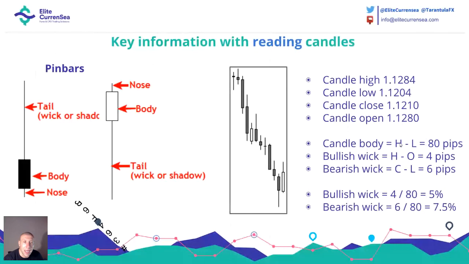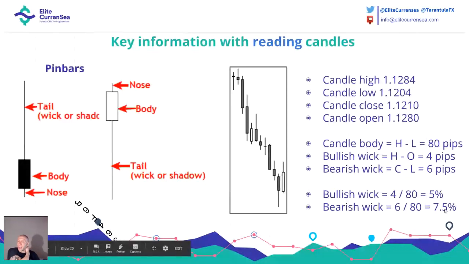Candle body is high minus low. Okay, just use these numbers. Bullish wick is high minus open. Bearish wick is close minus low. Bullish wick is 4, divided by 80. Bearish wick is, so these are percentages. You don't need to know that, but this is how you can calculate the percentages on candles.